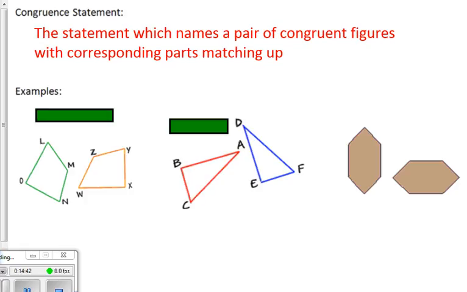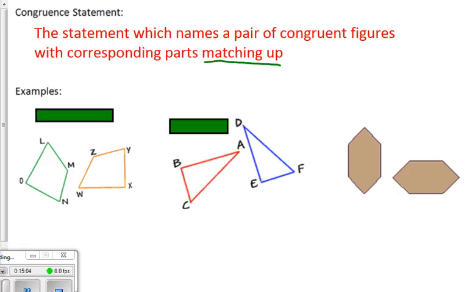This one is, again, part of your vocab. A congruency statement is the statement which names a pair of congruent figures with corresponding parts matching up. Okay, so it's saying this thing is congruent to this. Okay, and it's really important that we get down the fact that they match up. Okay, and I'll show you what I mean.